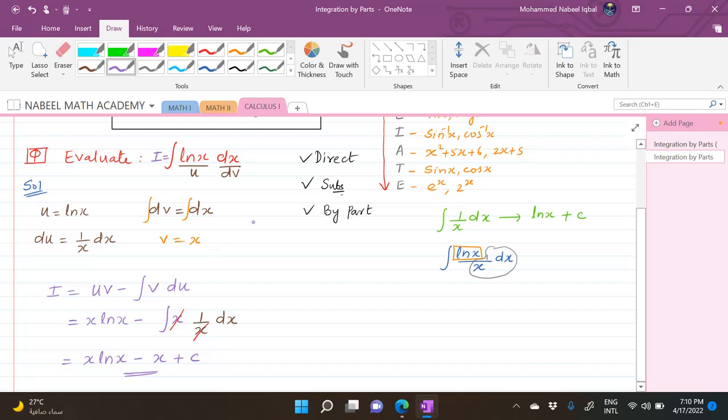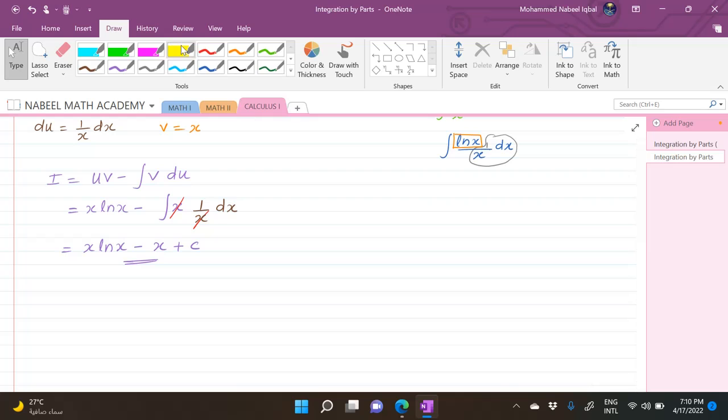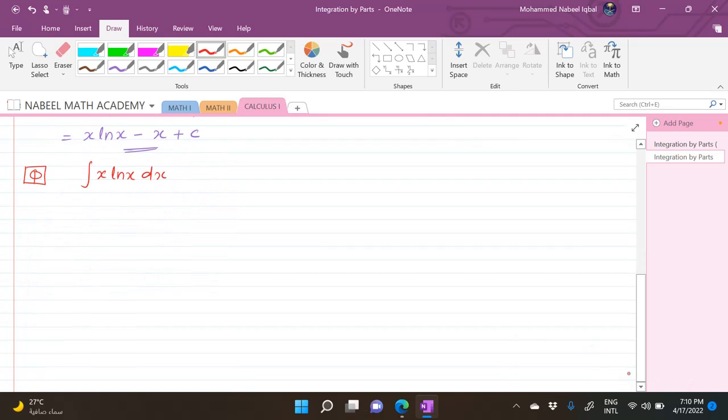Now we will take one more example. The next one I will take is integral x ln x dx. How will you solve it? As we know, you have to choose the u. The direct method is not possible here, and the substitution method is not possible. Then you have to solve by using integration by parts.